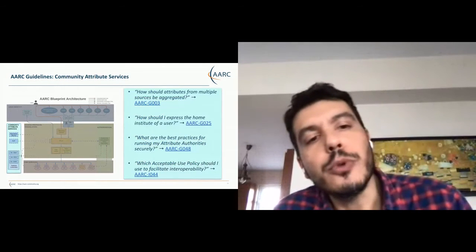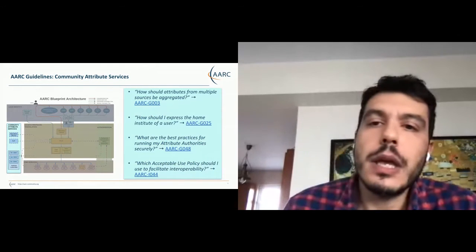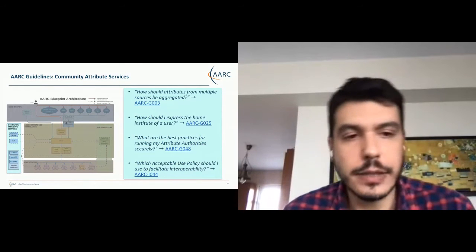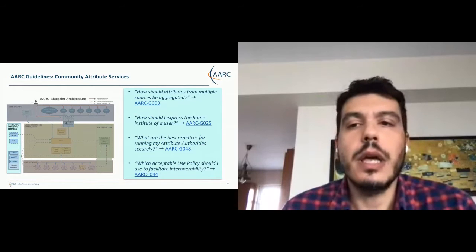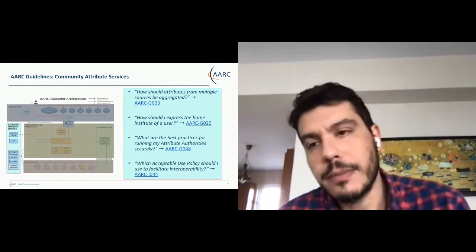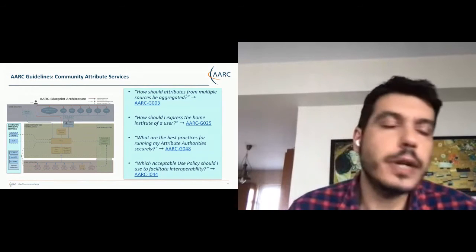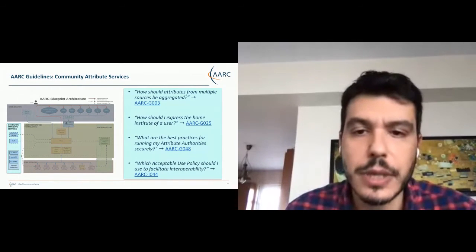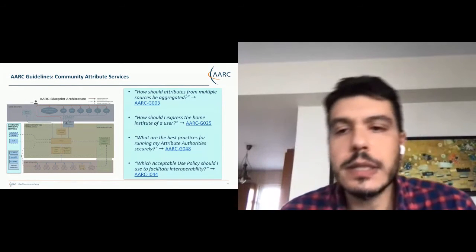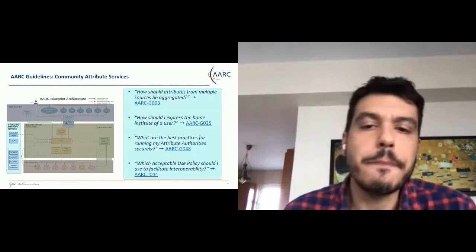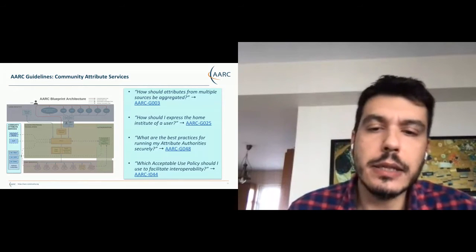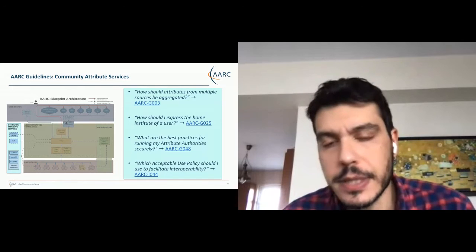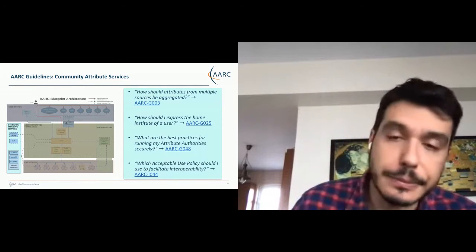Then, regarding the community attribute services layer, there are best practices describing how to aggregate attributes from different attribute providers. A dedicated guidance document for expressing the home institute and the role of the user in that home institute, the affiliation information. Then best practices for running attribute authorities. There's also a baseline acceptable use policy that can be adopted by the research collaborations in order to facilitate interoperability.